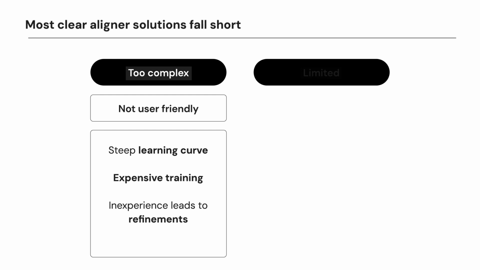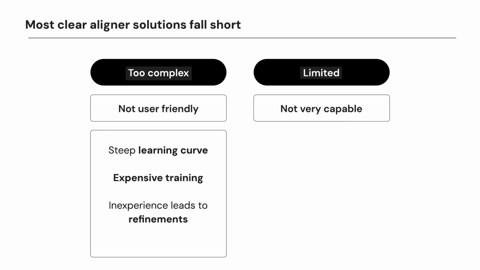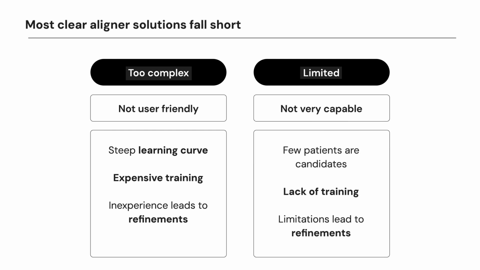The opposite, the other side of that coin, is that if it's really, really limited, you don't have a lot of options and you don't have a lot of capabilities, and therefore you've got fewer patients that you can treat. And now there's generally no training associated with those systems out there. And once again, it leads to incomplete finishes. It leads to outcomes that we don't want. So both the too complex and the very, very limited take us back to poor outcomes. And that's what I want to get over for us.